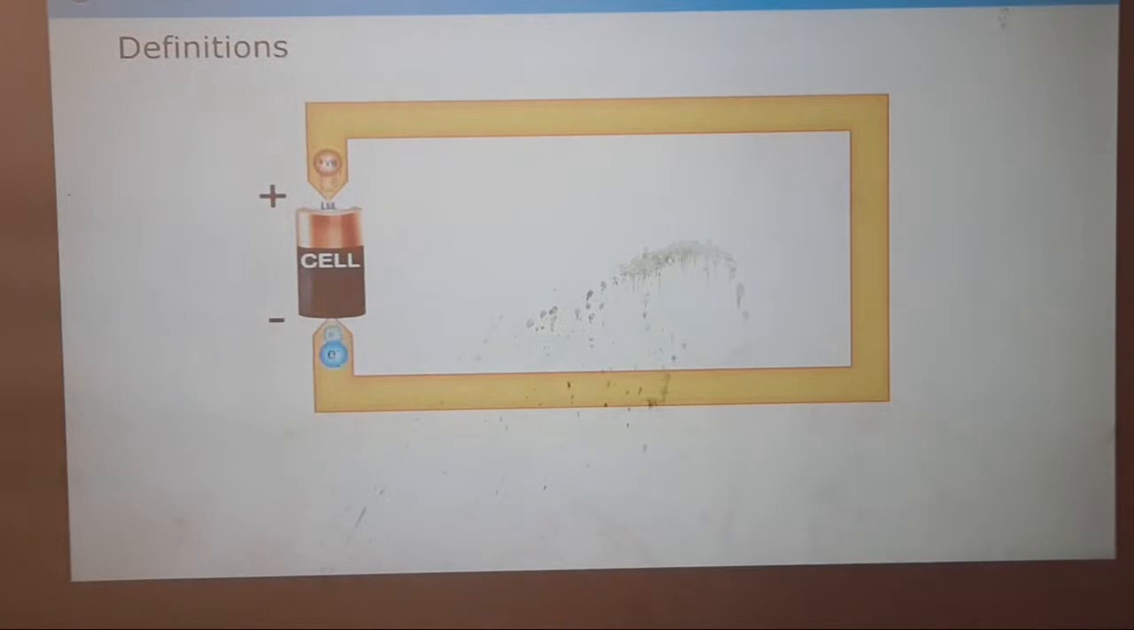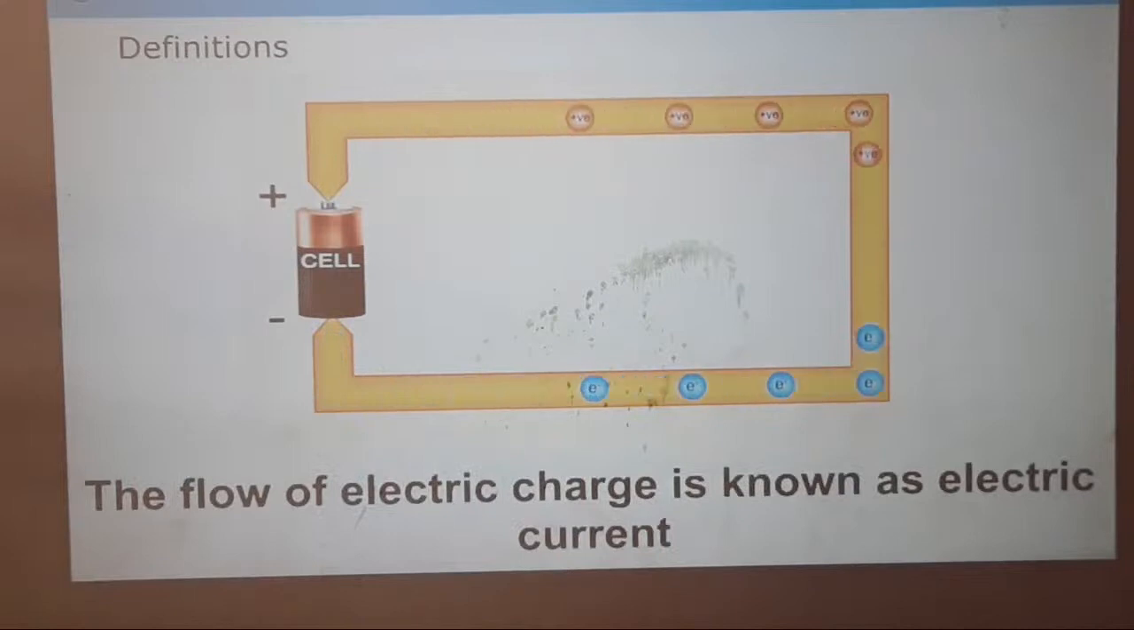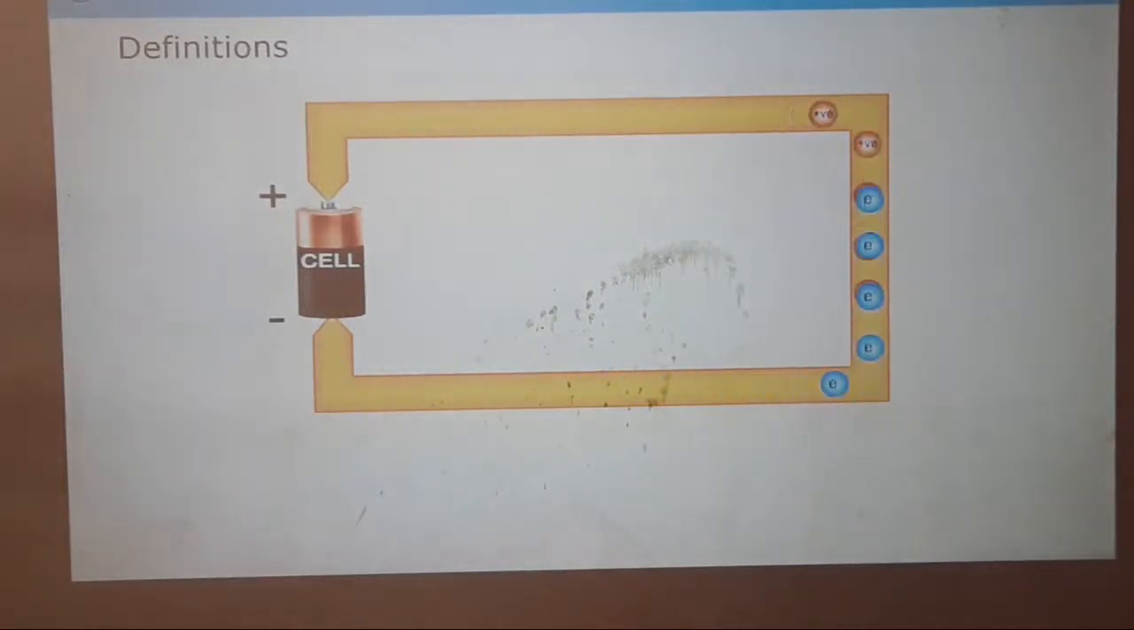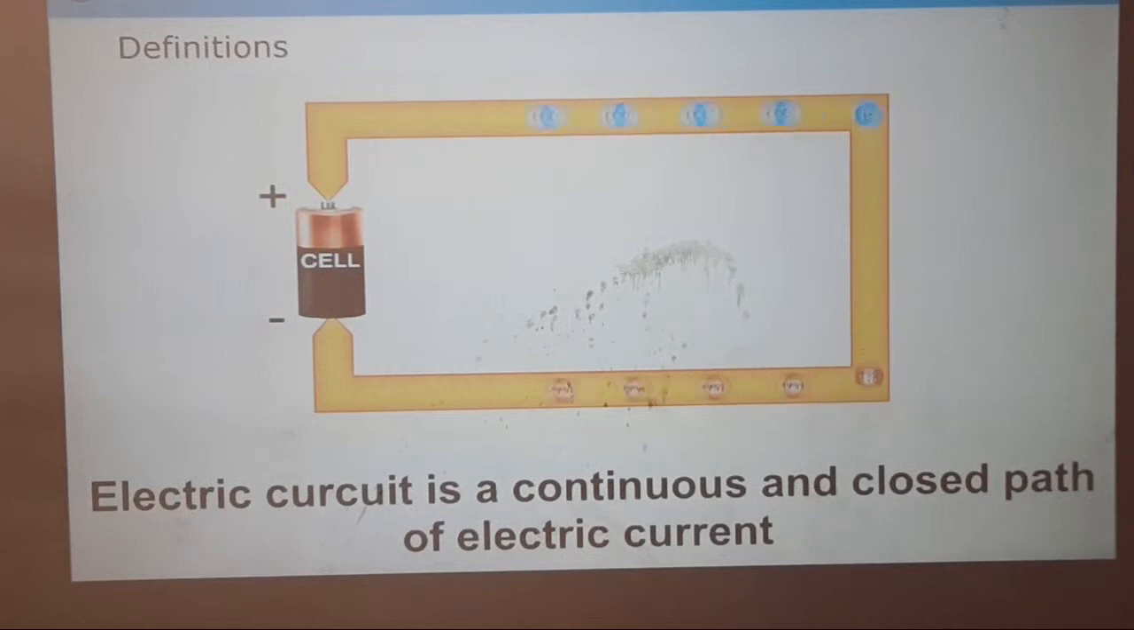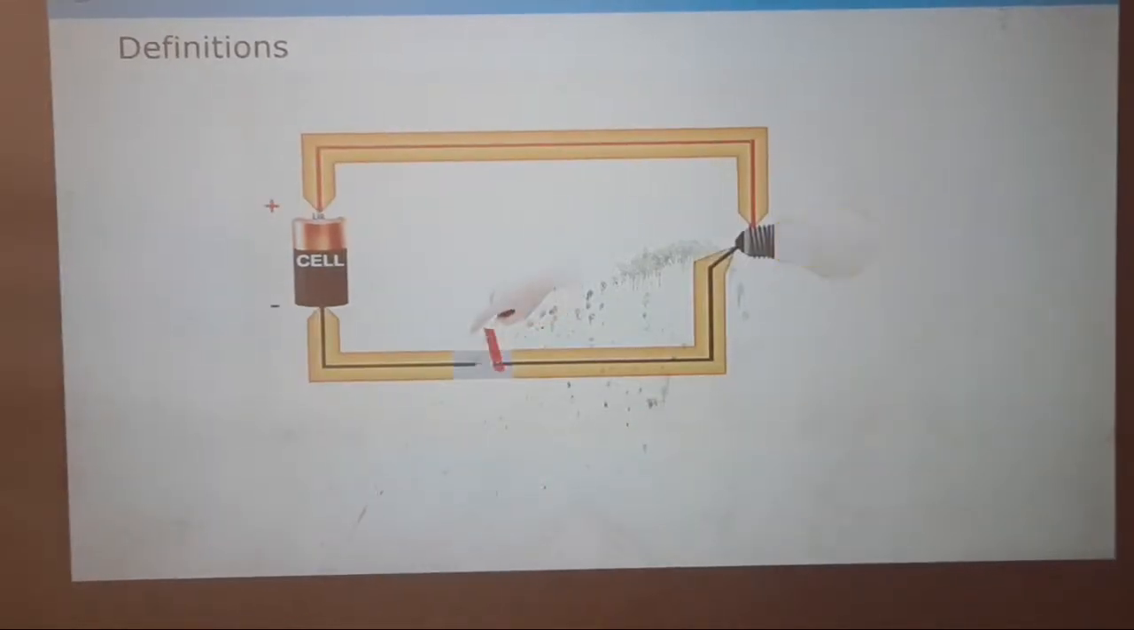Definitions: electric current and electric circuit. Electric current. The flow of electric charge is known as electric current. Electric current is carried by moving electrons through a conductor. By convention, electric current flows in the opposite direction to the movement of electrons. Electric circuit. An electric circuit is a continuous and closed path of electric current.